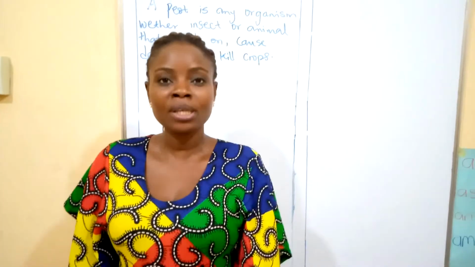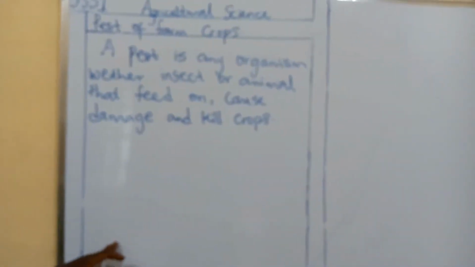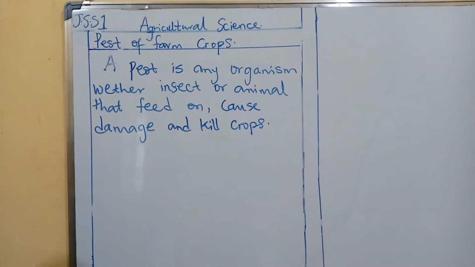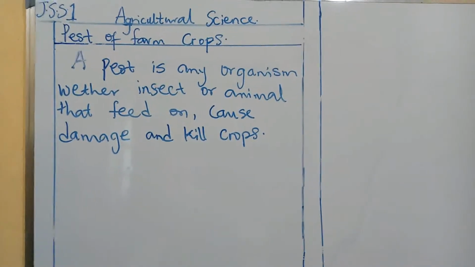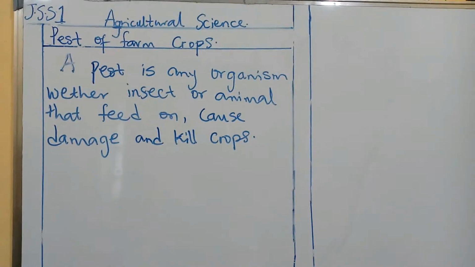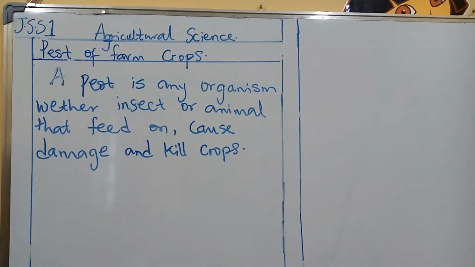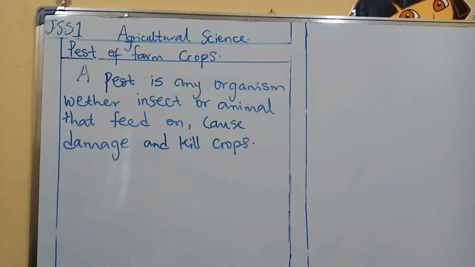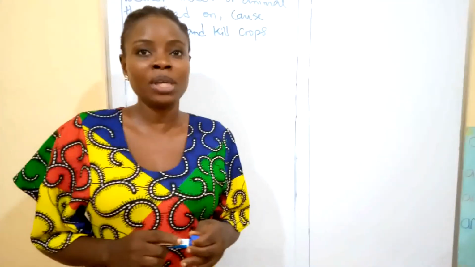But before we go to the types of pests, let's take down the definition of pest. Like I said before, it's already on the board. We said that a pest is any organism, whether insect or animal, that feeds on, causes damage to, and kills crops. It will feed on the crop, it will cause damage to the crop, and at the end of the day, is capable of killing the crop. So you can see that pests are not friends of farmers at all. They are farmers' enemies, and no farmer wants them on their farm.